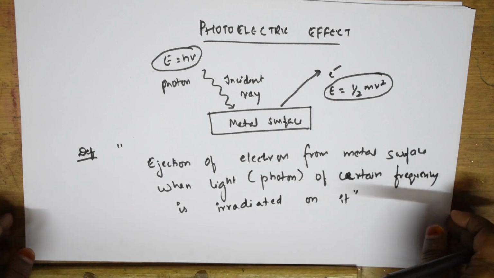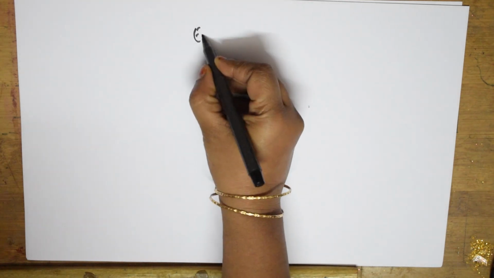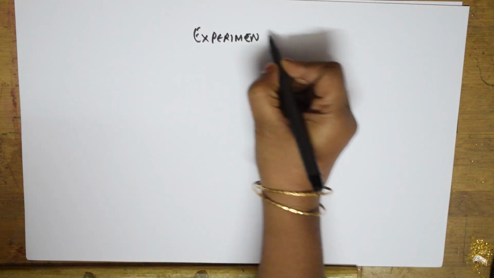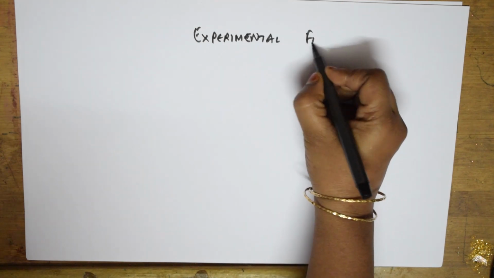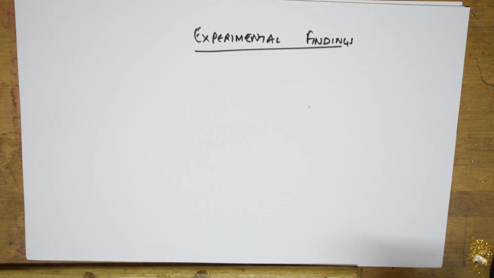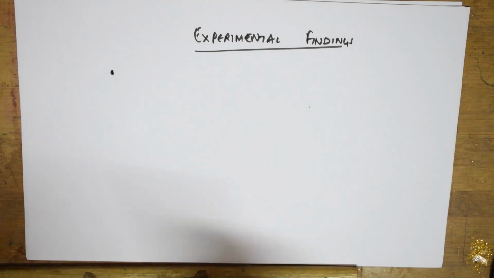Now what happens? Let's see what actually has happened in the experimental findings. So according to the experimental findings, let us write the experimental values. So the experimental findings of the photoelectric effect. First of all, what did we do? I have sent an incident ray, right, of a certain frequency. The electron has ejected out. So for the electron to eject out, what was important?